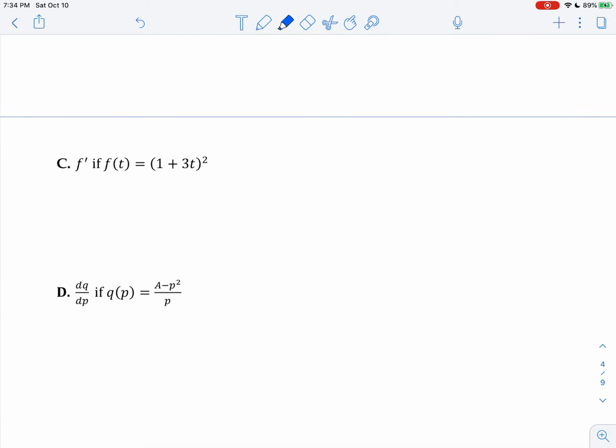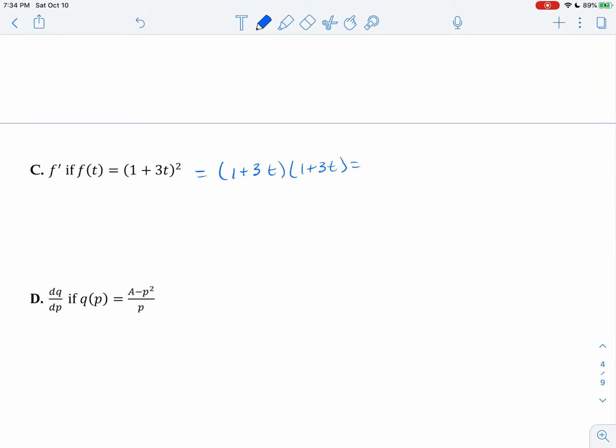Good. All right. Here, in this case, since we have not introduced ourselves to the chain rule, the way that we would handle this next example C is to expand our polynomial. So this would be 1 plus 3t times 1 plus 3t. And if I used distributive property twice, or the FOIL method to expand, I would end up with 1 plus 6t plus 9t squared, right? And that's my f of t.